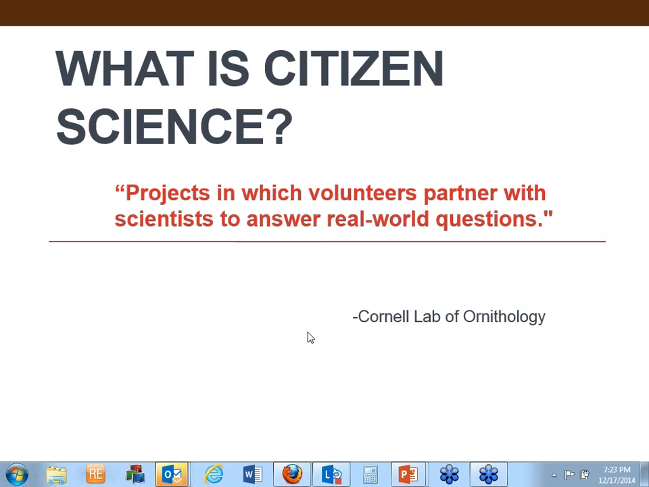So moving along, in the next section of the talk, I'd really like to address the question of what is citizen science. There are many ways you could answer that question, but for a quick answer, I'm going to refer to the Cornell Lab of Ornithology. I don't know if any of you are bird enthusiasts out there, but Cornell Lab of O, as it's familiarly known, is one of the leading producers of citizen science in the world and has a long history of doing that. And they define citizen science projects as those in which volunteers partner with scientists to answer real-world questions. So we'll explore this idea a little bit further through some examples.